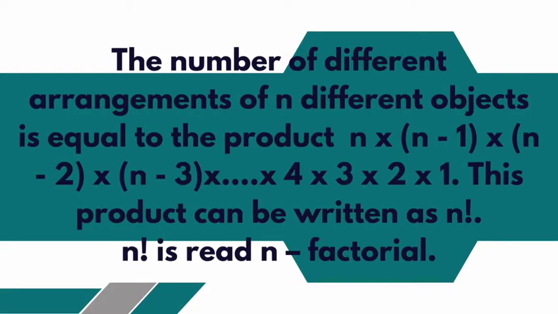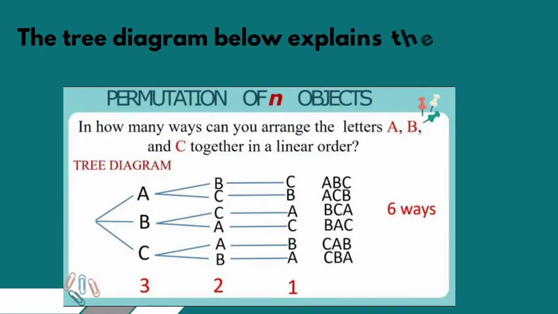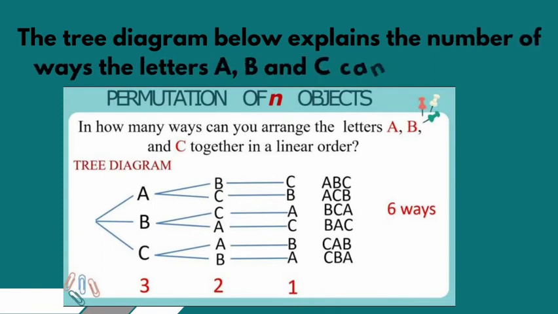The number of different arrangements of n different objects is equal to the product n multiplied by n minus 1 multiplied by n minus 2 multiplied by n minus 3 multiplied by the series of numbers as they keep reducing till you have 4 multiplied by 3 multiplied by 2 multiplied by 1. The product is written as n factorial. The tree diagram below explains the number of ways the letters A, B, and C can be arranged.